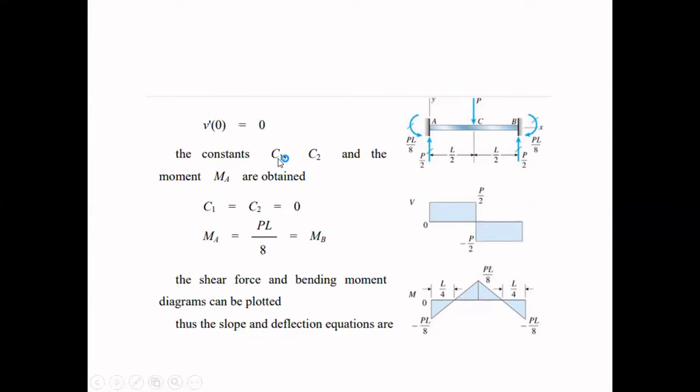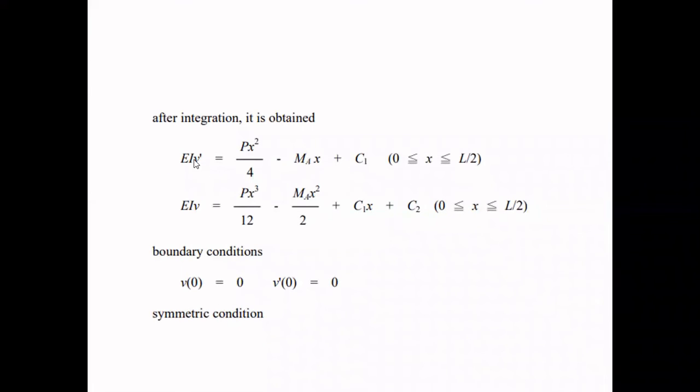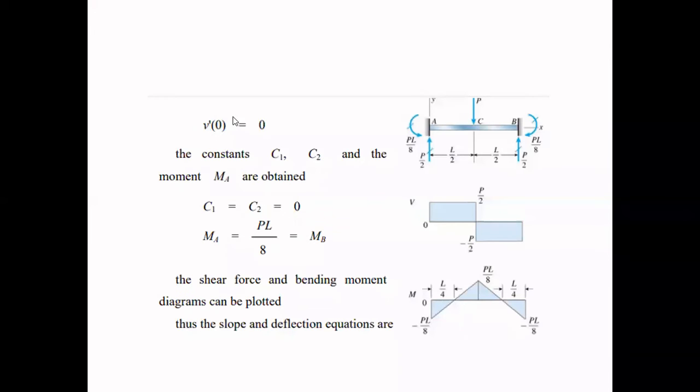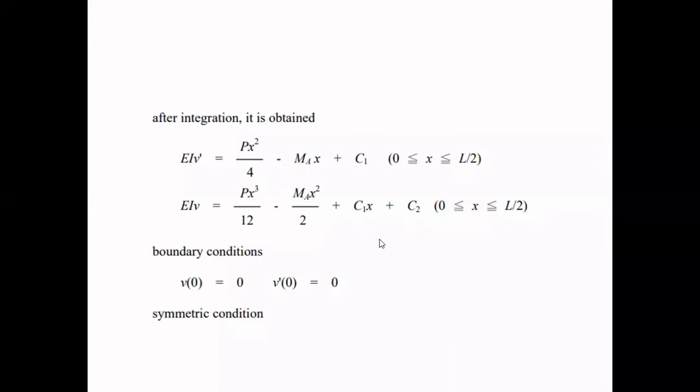So in order to calculate the C1 and C2, this is how we can calculate the value of V dash and V at any point using both the equations. We can see the C1 and C2 can be calculated in this way. C1 is equal to C2 is equal to 0. But we have been calculating it using both of these equations by applying the boundary conditions.